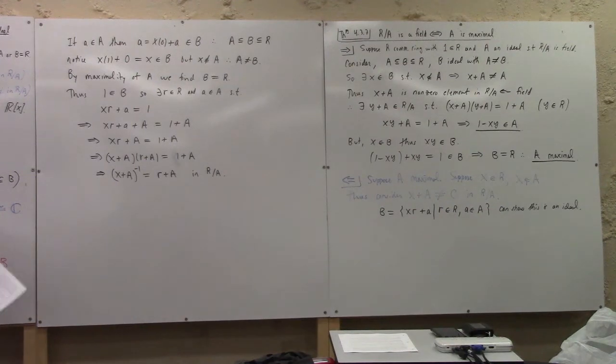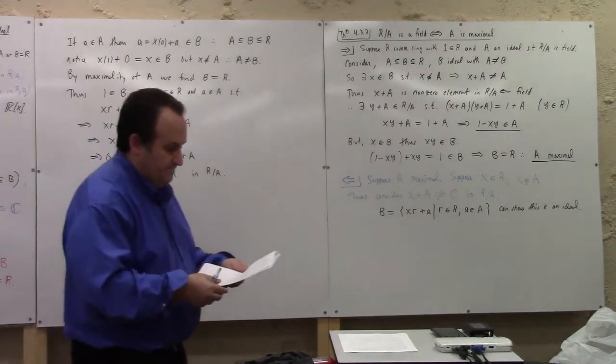All right, and I have some more details in the proof here. You should observe that in fact, the factor ring is a commutative ring with identity, and it's a commutative ring with identity where every non-zero element has a multiplicative inverse. Therefore, R by A is a field. The factor ring is a field here. All right.